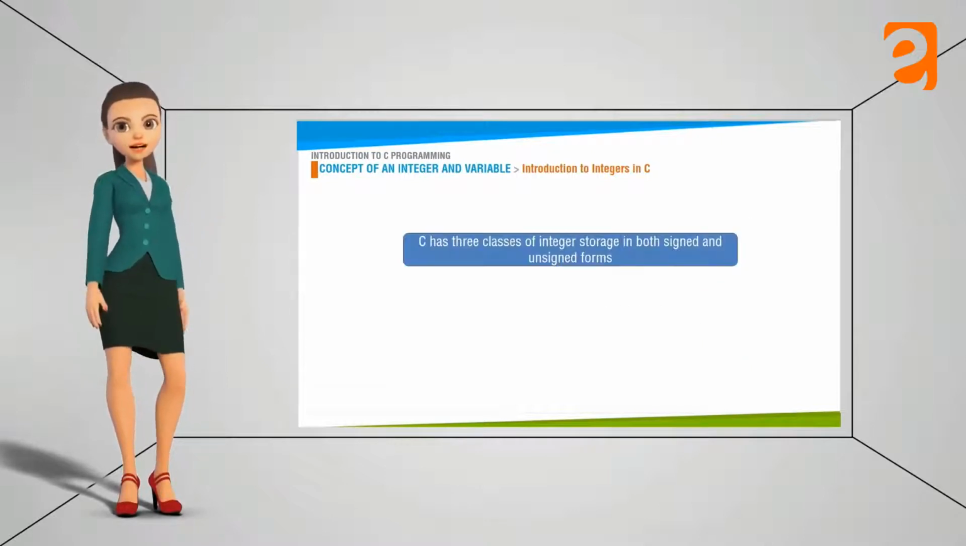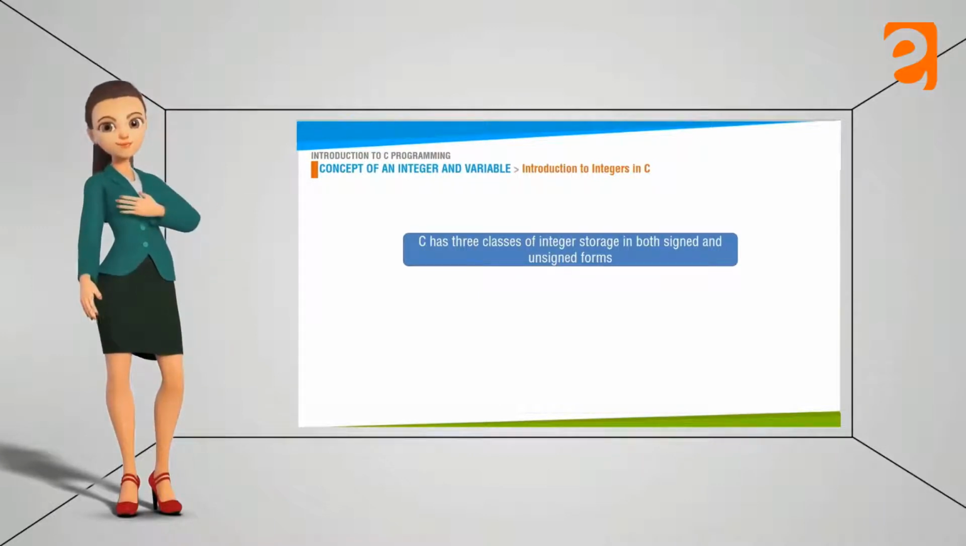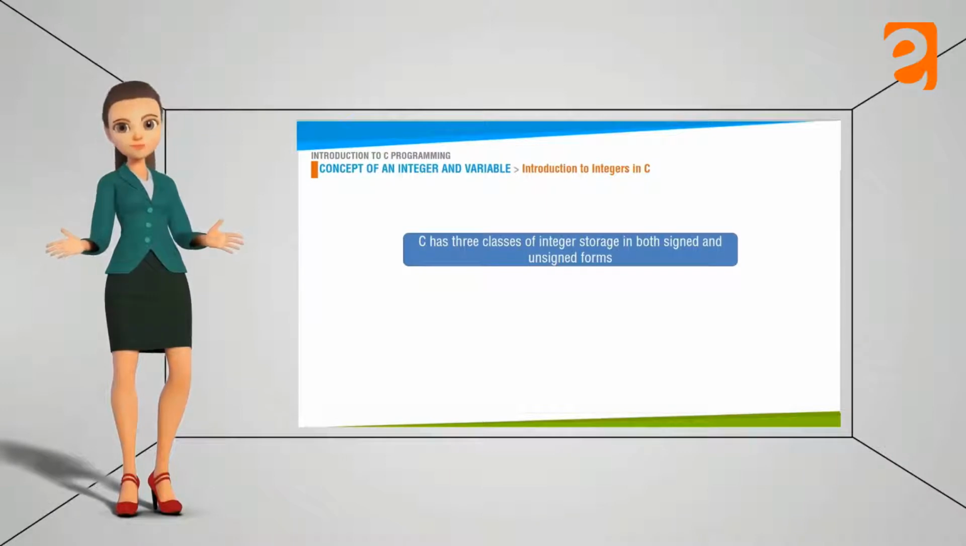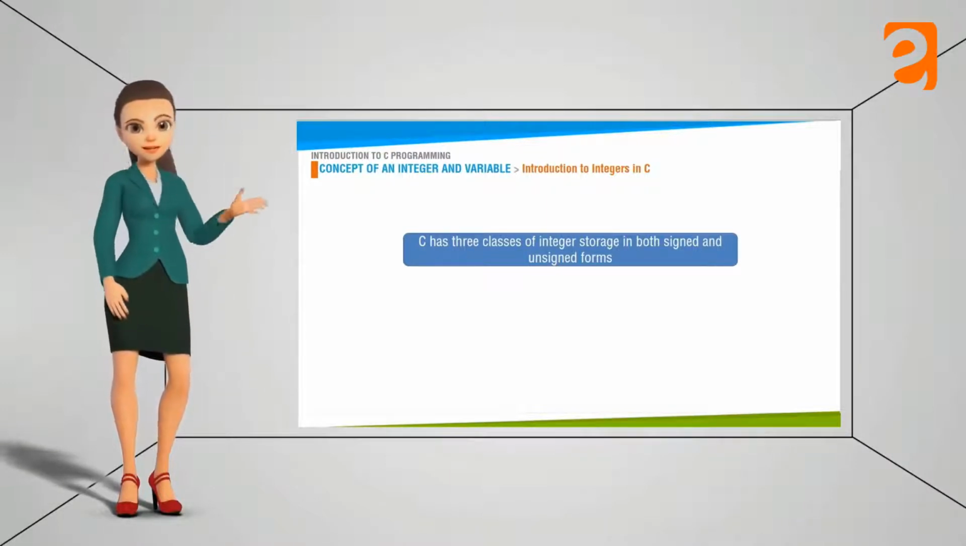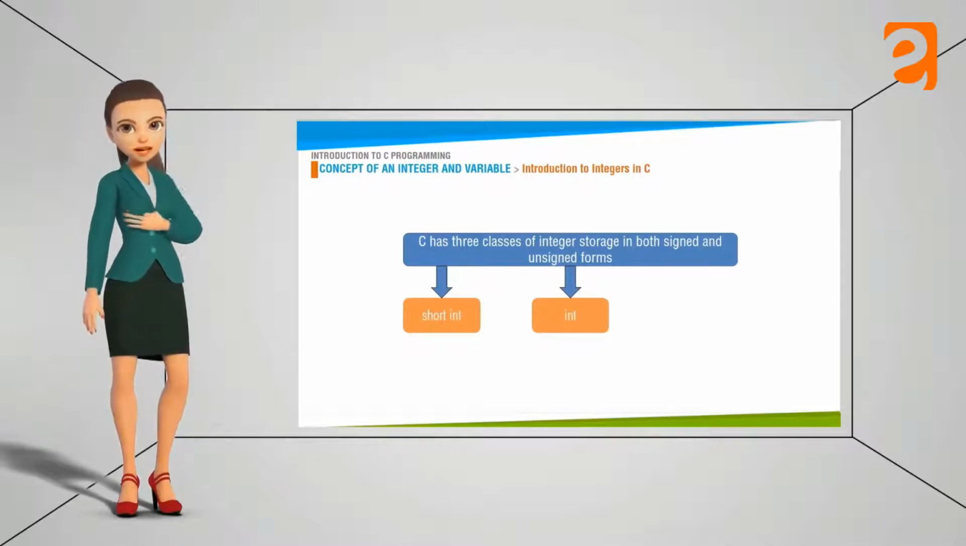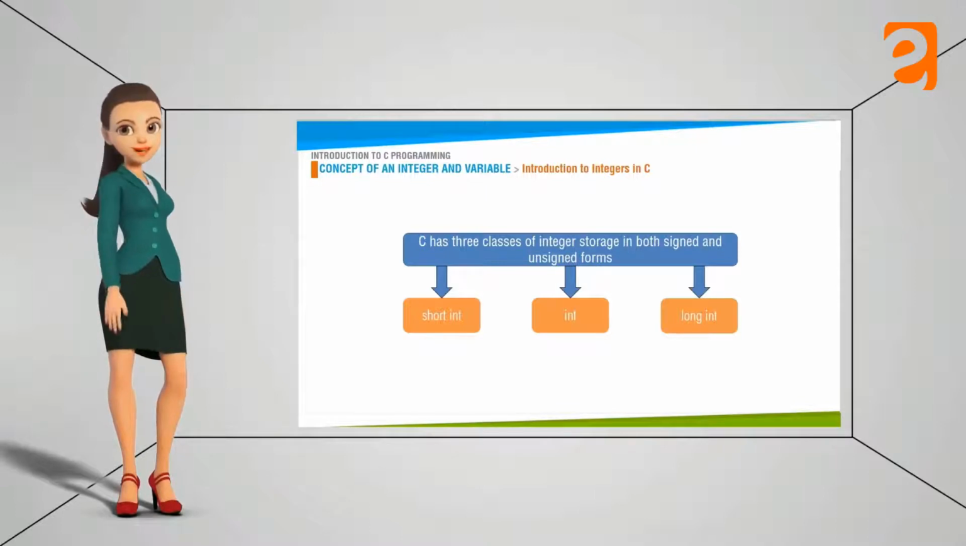In order to provide some control over the range of numbers and storage space, C has three classes of integer storage in both signed and unsigned forms, namely short int, int, and long int. Let's learn about these classes in detail.